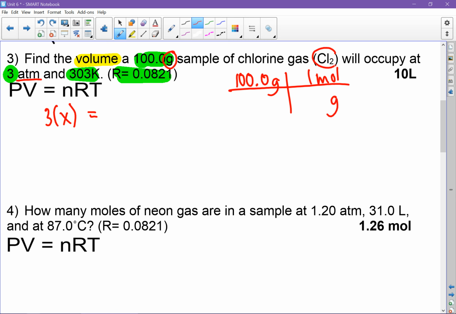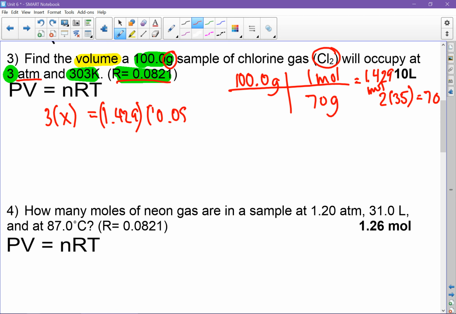Our compound was chlorine. The mass of a single chlorine is 35, but we multiply it because of the 2. The molar mass is 70. So, to calculate the moles, I get 1.429. Now I have that to put in here. R is given here. And temperature is the thing with the K on it, so I put that in. Now you just have to solve with algebra.